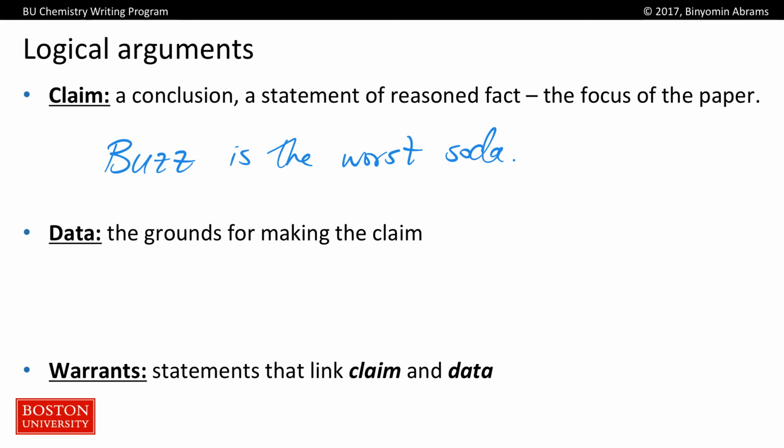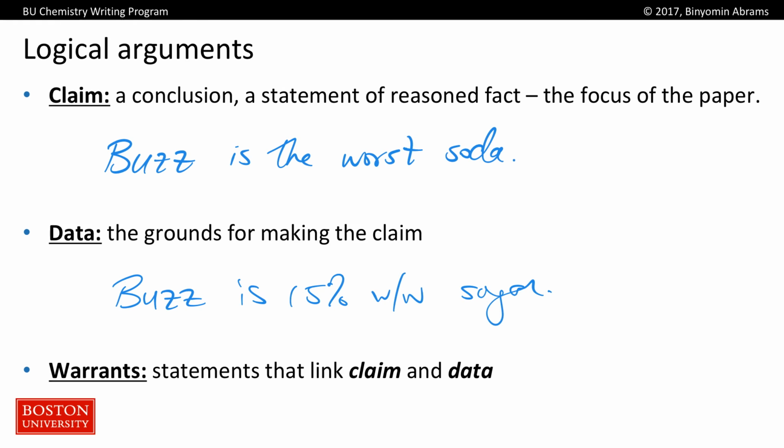Now, of course, I can't just make this statement. I need to have some sort of support, some sort of evidence, some grounds for making this claim. Those are my data. So, for example, perhaps I determined that Buzz Cola is 15% weight for weight sugar. So this is extremely sugary, lots of sugar, largest concentration of sugar. And I'd like to make my claim based on this.